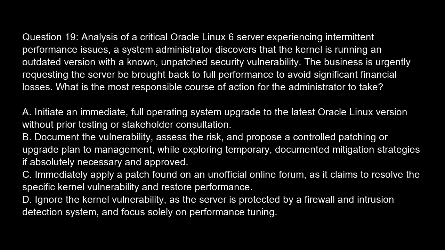Option A. Initiate an immediate, full operating system upgrade to the latest Oracle Linux version without prior testing or stakeholder consultation. Option B. Document the vulnerability, assess the risk, and propose a controlled patching or upgrade plan to management, while exploring temporary documented mitigation strategies if absolutely necessary and approved. Option C. Immediately apply a patch found on an unofficial online forum, as it claims to resolve the specific kernel vulnerability and restore performance. Option D. Ignore the kernel vulnerability, as the server is protected by a firewall and intrusion detection system, and focus solely on performance tuning.